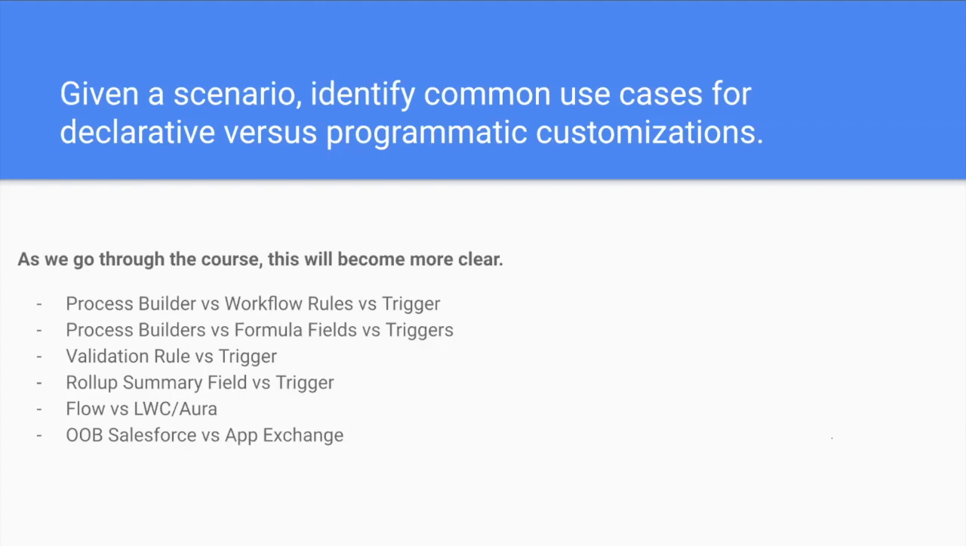So we'll learn about process builders, formula fields, triggers, validation rules versus triggers, roll-up summary fields versus triggers, and flows versus Lightning Web Components or Aura. And then ultimately, should we use something that Salesforce provides out of the box, or should we rely on something from the AppExchange to bring in an app? You can see the theme of this is really, should we use something Salesforce provides out of the box, or can we use some of the resources it gives us and build our own set of tools?